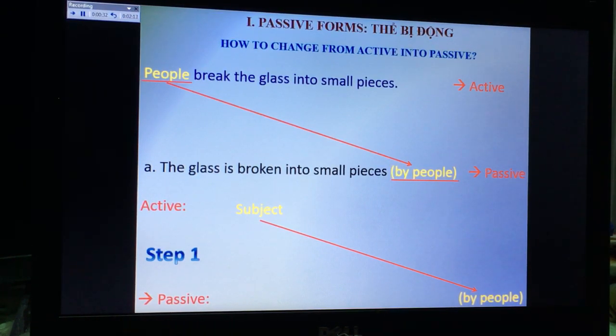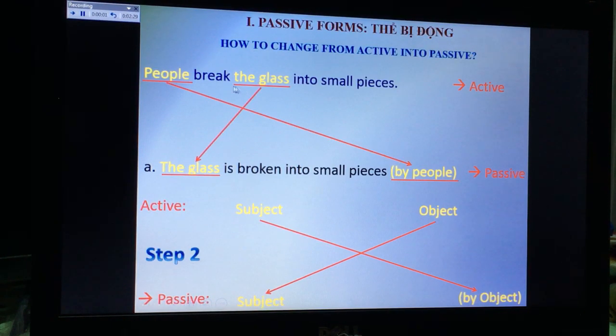So, step 1, you look at the form. We bring subject to become by people. It means object. Now, we move to step 2. The glass in the active sentence, we bring it to the beginning of the sentence and it becomes a new subject, the glass here. So the next step, step 2, we bring the object of the active sentence to become the subject of the passive sentence.